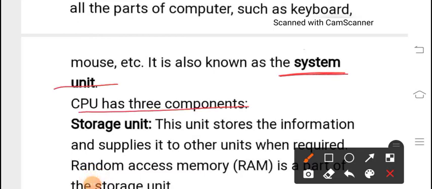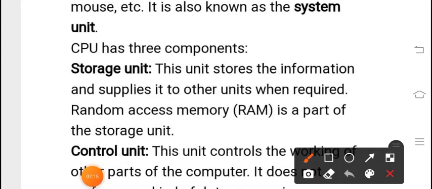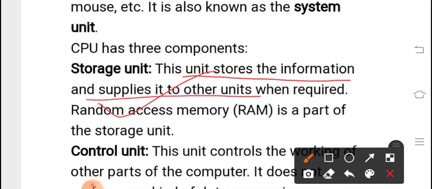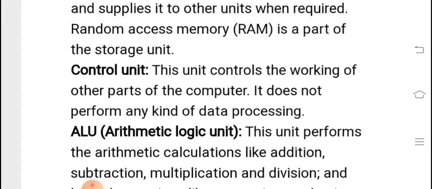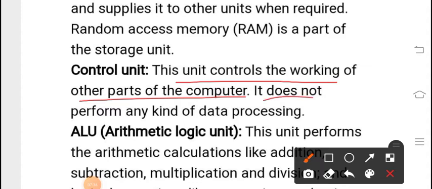CPU has three components, and the first component is the storage unit. This unit stores the information and supplies it to the other units when required. Random access memory is a part of the storage unit. Next, control unit. This unit controls the working of other parts of a computer. It does not perform any kind of data processing.